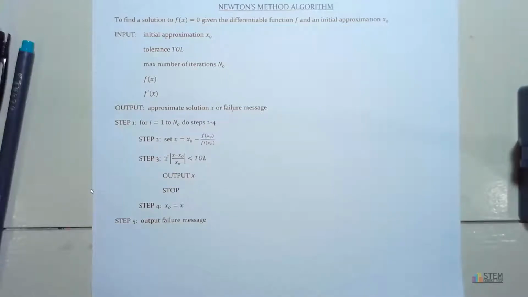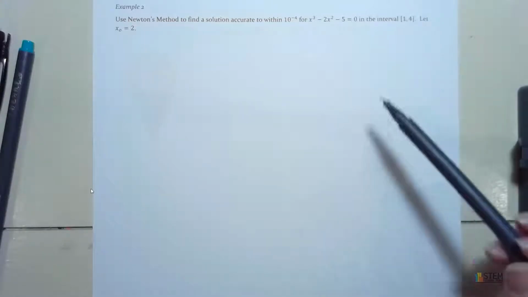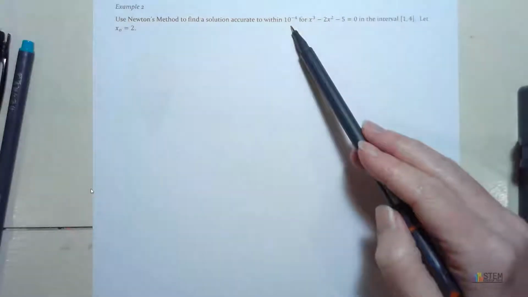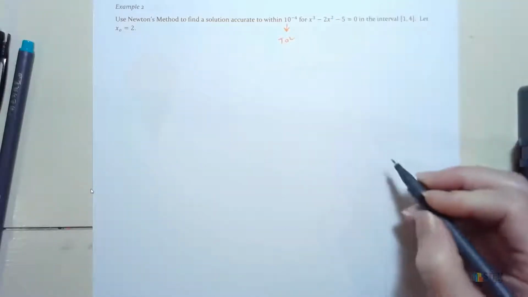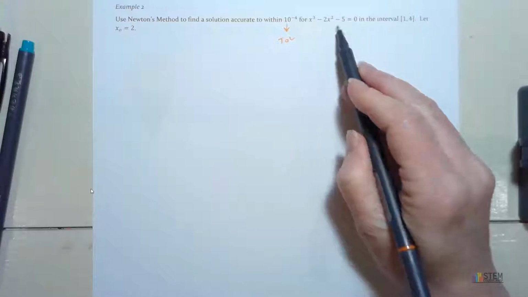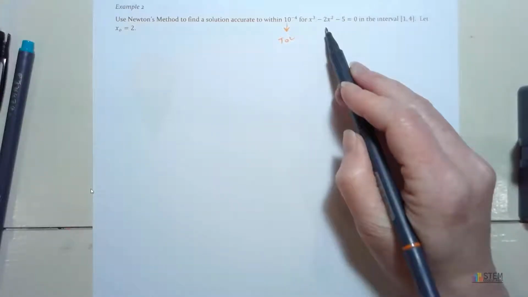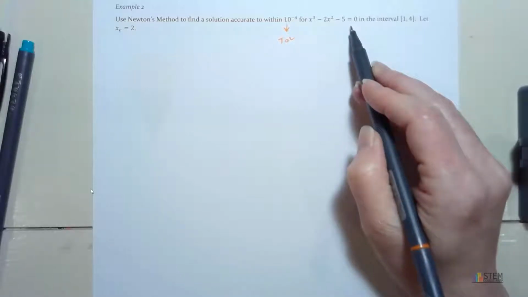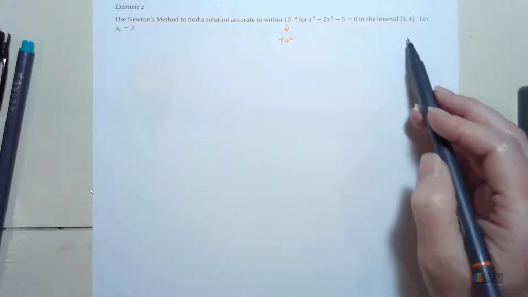All right, so let's go ahead and look at example 2. And let's see what this is. For example 2, we're going to use Newton's method, obviously, to find a solution accurate to within 10 to the negative 4. This is the tolerance. And we want to do that for this cubic function. We've got x cubed minus 2x squared minus 5 is equal to 0, and then we have this interval from 1 to 4.